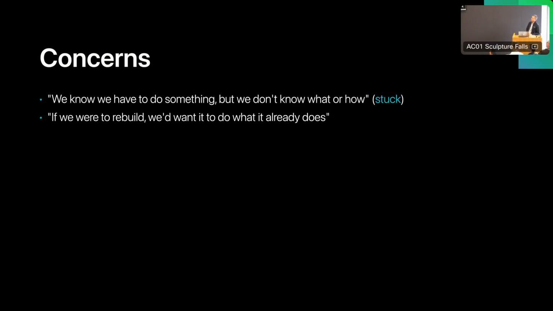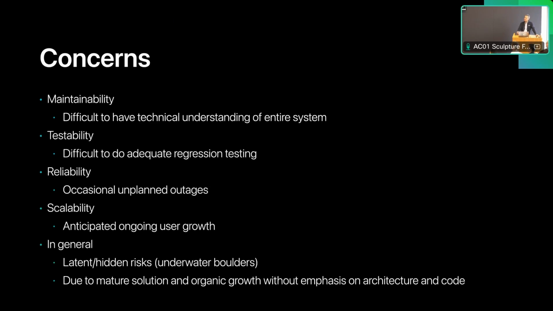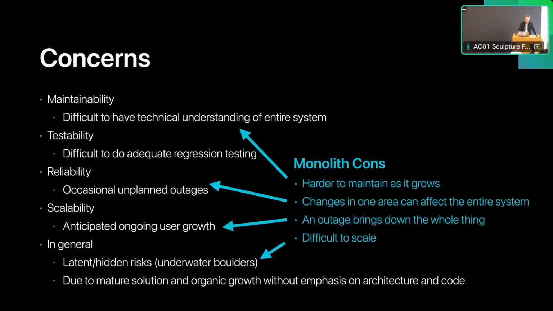And interestingly, if we were to rebuild, we want it to do the same thing it does now. So the problem isn't the functionality. The functionality is exactly what they want, right? It's those other things that we talked about. So these are those concerns, and this may look familiar to you, right? If we think back to the monolith cons, they map very nicely to this list. So they're dealing with the pains of that monolithic architecture.